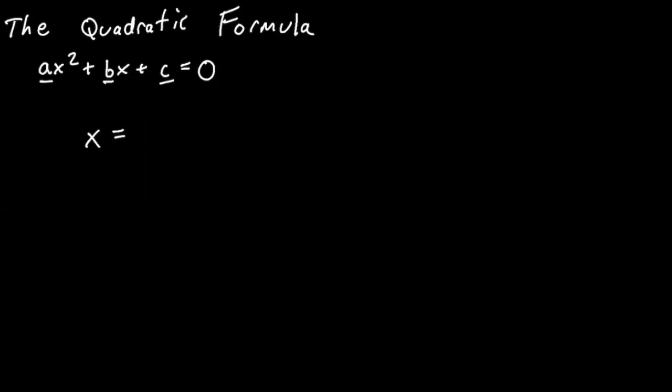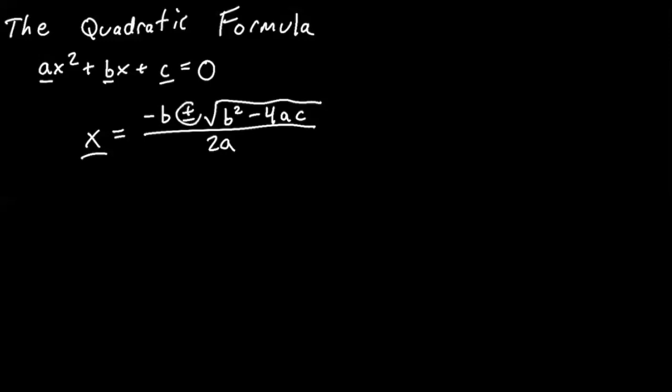So the quadratic formula is x equals negative b plus or minus the square root of b squared minus 4 times a times c, and all of that is divided by 2a. When we plug in a, b, and c into these spots in our formula, and then simplify, we end up with the two solutions for x. We'll usually get two solutions because we have this plus or minus in front of our square root. So this is our quadratic formula, our final method for solving quadratics.